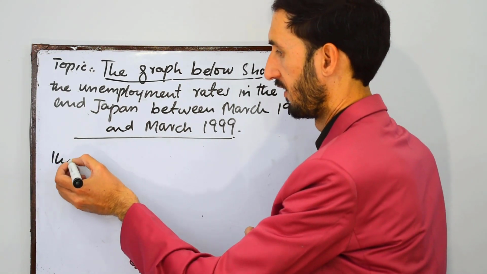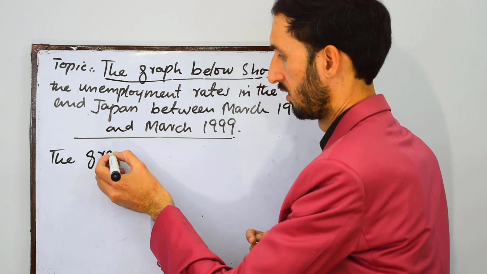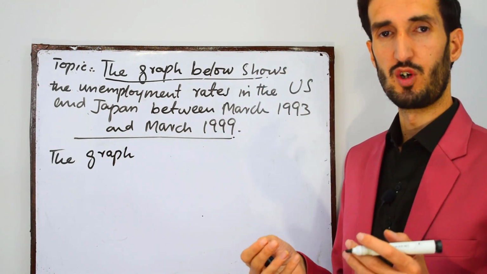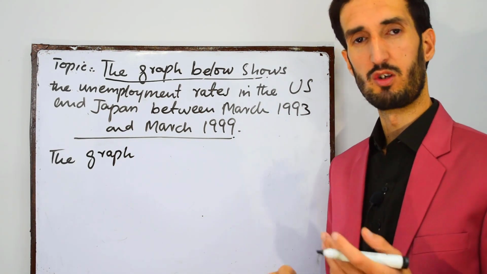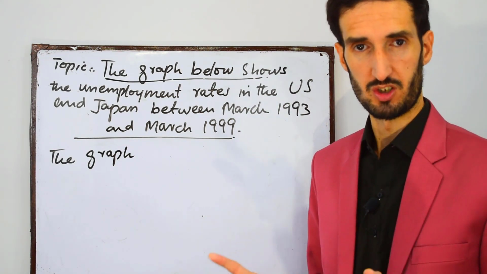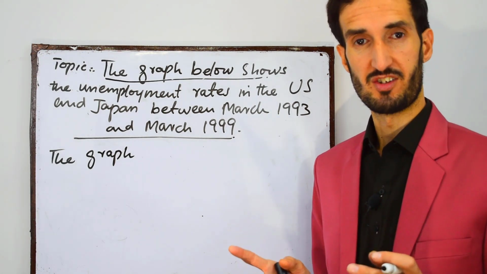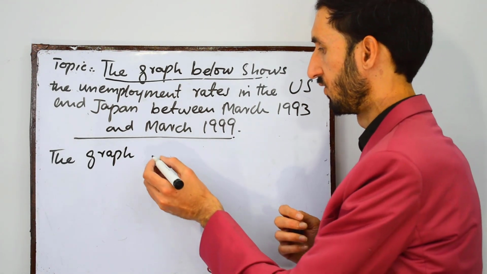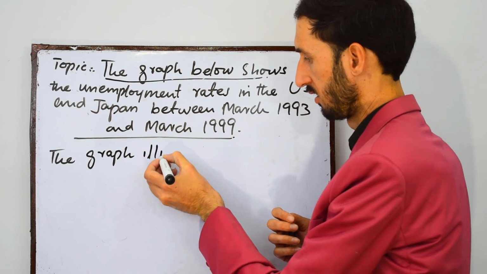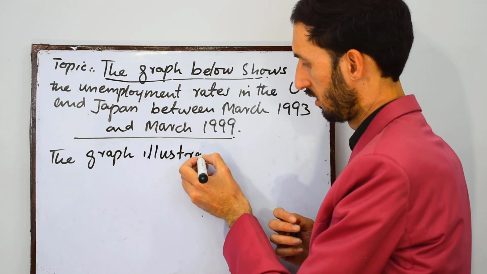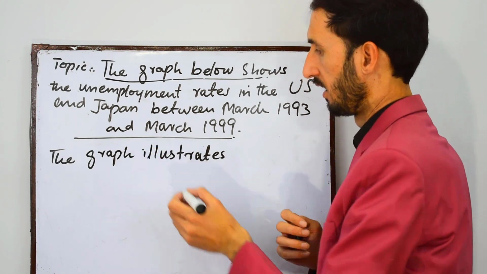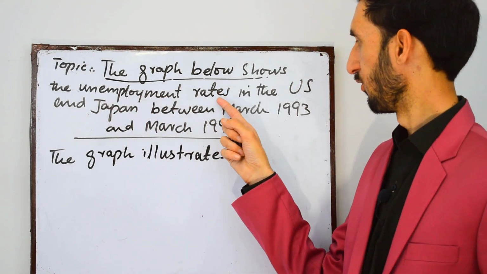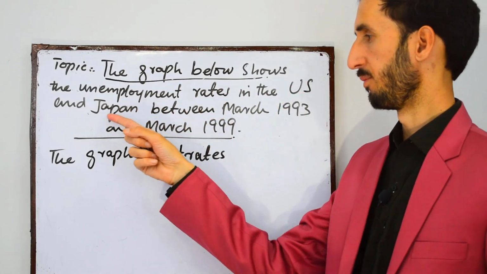The graph below shows, and we will use the word illustrates, or you can also write gives information about, or provides information about, or describes, but I'll use the word illustrates. The graph illustrates the unemployment rates in the US and Japan.